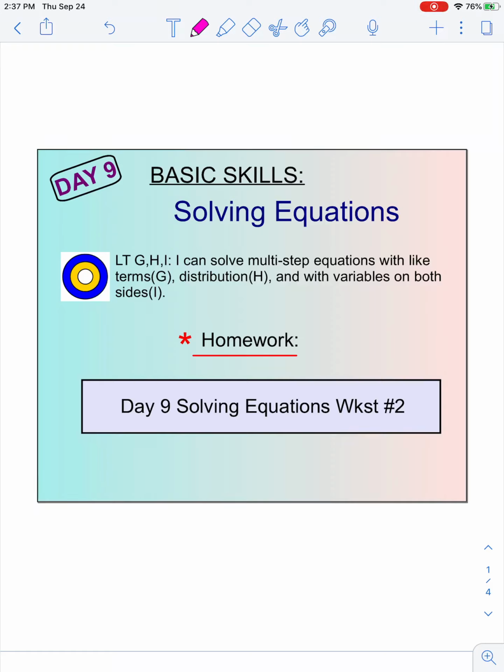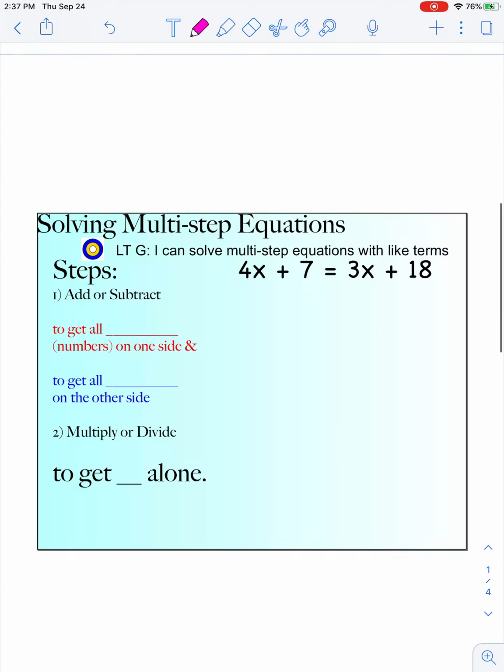Basic Skills Day 9, solving equations. We're going to solve more complicated equations involving multi-steps.